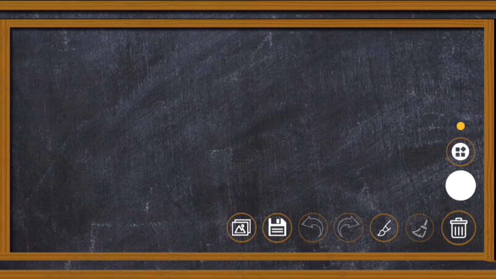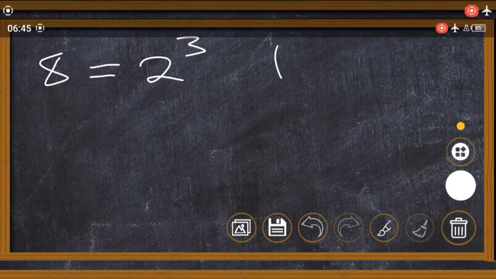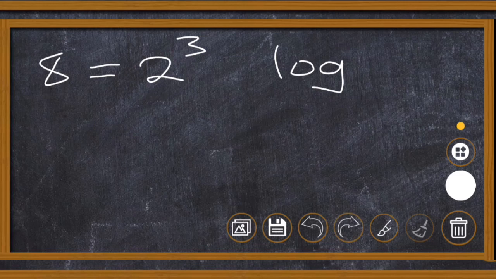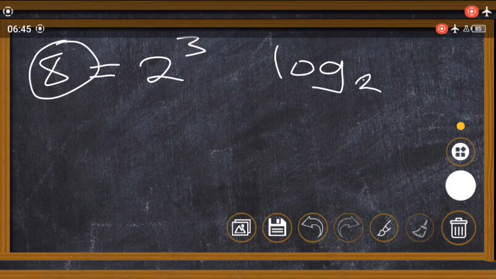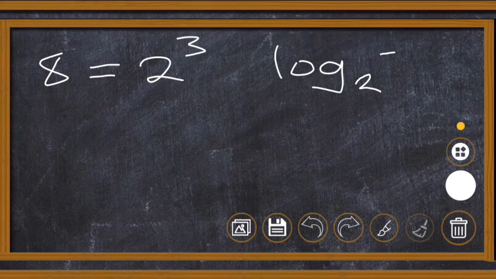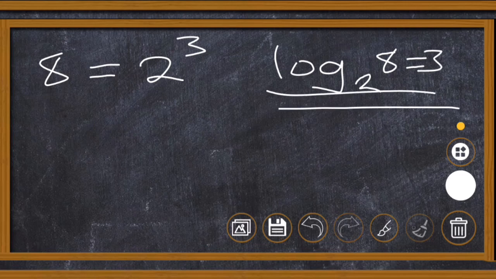Let's say we have 8 equals 2 raised to power 3. So how can this be written in logarithm form? In this case, we're going to have log, and the value which is here is going to be our base, and then the value that is on the equal sign is going to be here. So this is equal to, then the power becomes the what? The value of the equal sign. So this is how this is going to be.